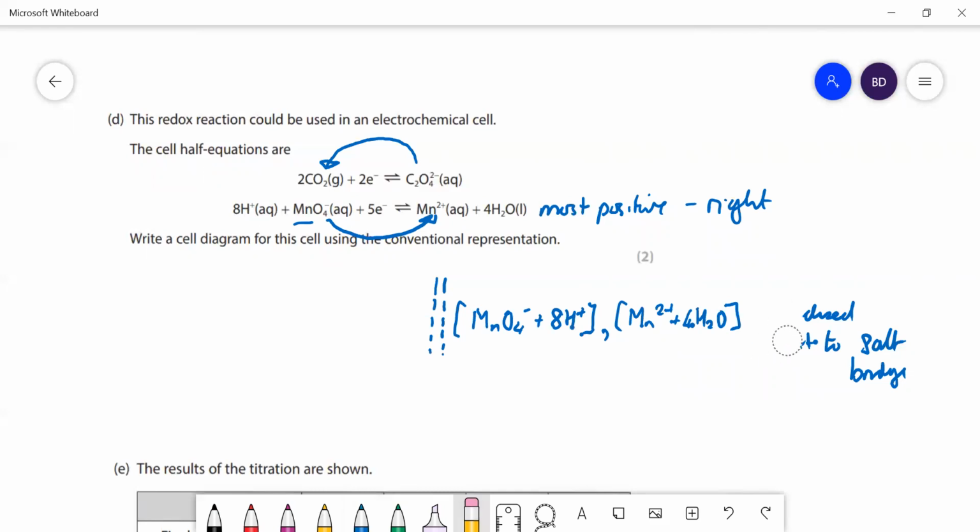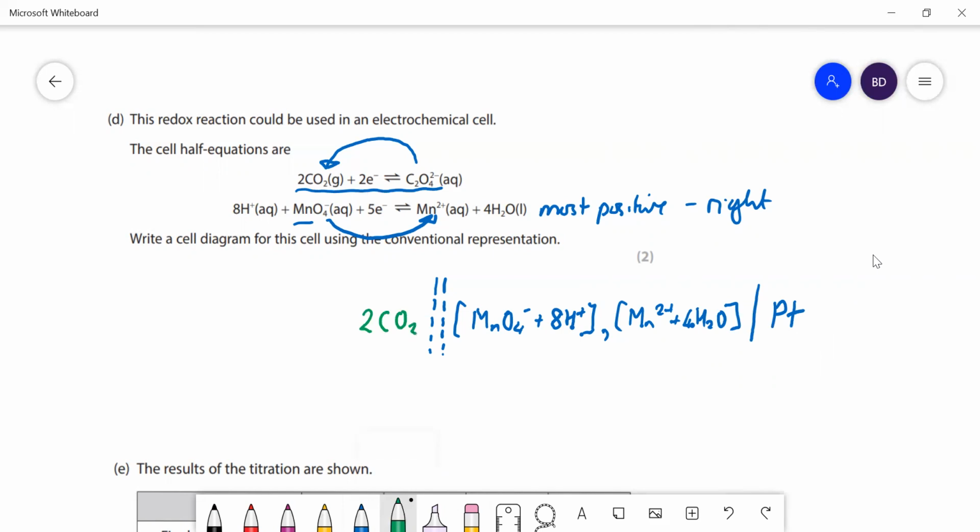Because there's no element metal, there's manganese, but it's not the element, we're going to need platinum. We do have a phase change there, so it's a straight line and Pt. On the other side, going from this equation here, the oxidized form, so I want 2 carbon dioxides. I'd probably be tempted to put, because they're going to be gaseous, a phase change there, solid line. And then the reduced form is the ethane dioate ion. So that goes there in aqueous. And we would need platinum as well there.